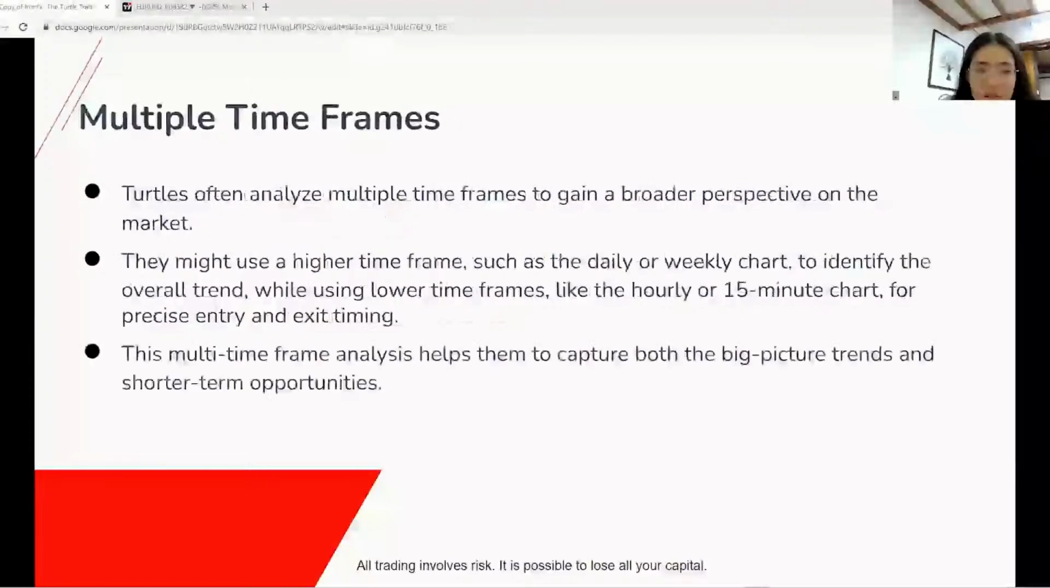Okay. So multiple timeframes. Turtles often analyze multiple timeframes to gain a broader perspective on the market. They might use a higher time frame, such as the daily or weekly chart, to identify the overall trend, while using lower time frames like the hourly or 15-minute chart for precise entry and exit timing. So this multi-time frame analysis helps them to capture both the big picture trends and the shorter term opportunities.